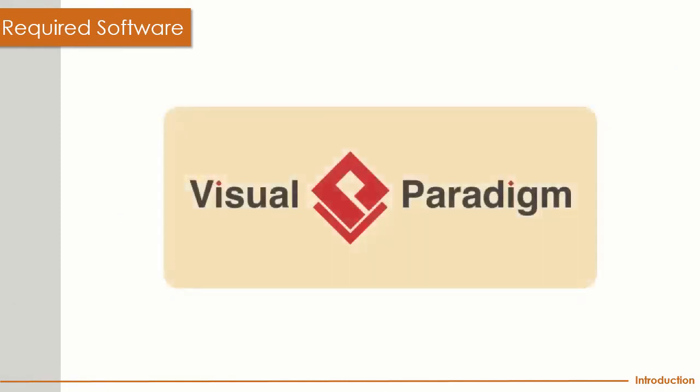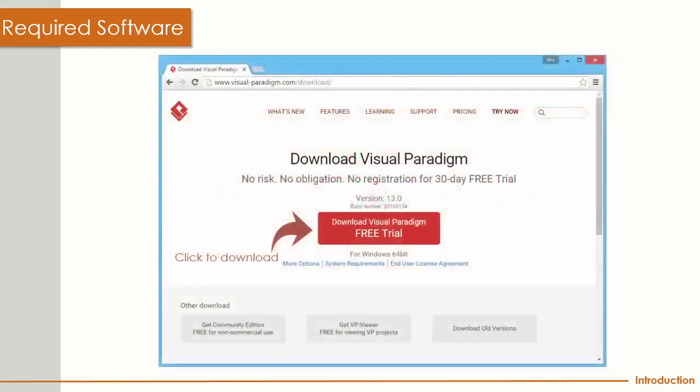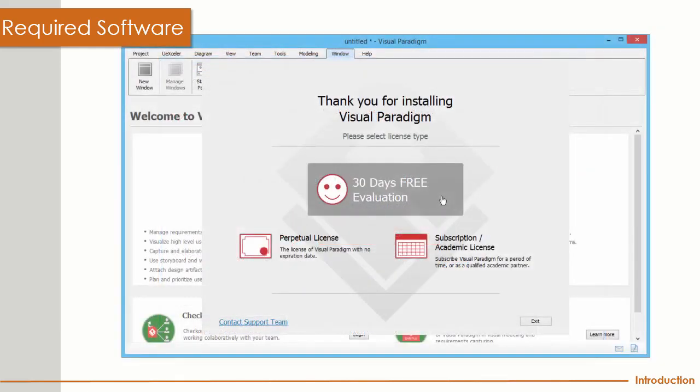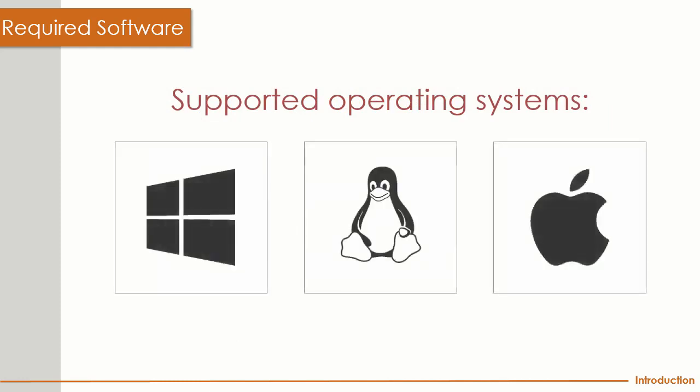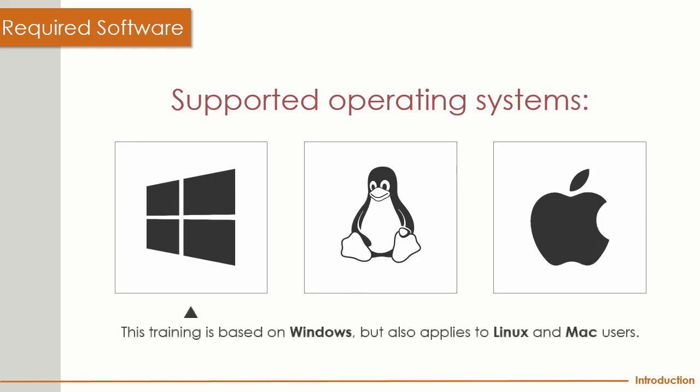And in this training course, we need the following software. We need Visual Paradigm, and you can easily get a 30-day free evaluation. So you just go to www.visual-paradigm.com/download to get the software. And when you run Visual Paradigm, you just need to select evaluate. Visual Paradigm supports Windows, Linux, and OS X. This training will be based on Windows, but almost the same steps can apply to Linux and Macintosh OS X users.